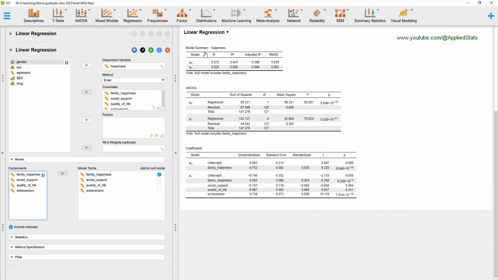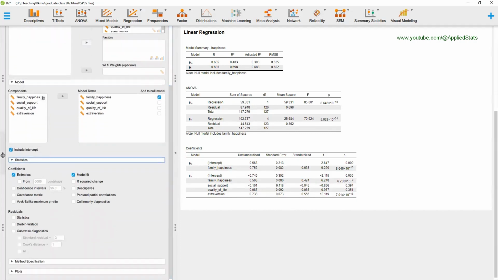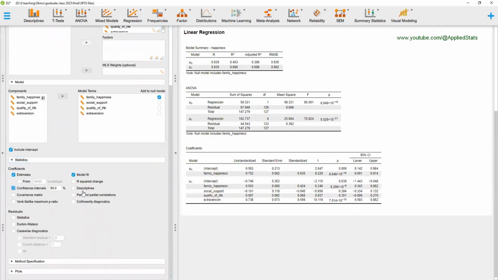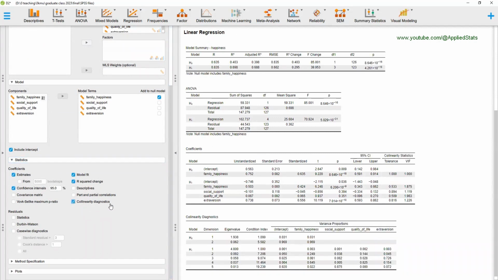Now you are running a hierarchical regression. Your first block includes family happiness. Your second block includes the other 3 variables. And here you can click on statistics to get confidence intervals, R-squared change, and collinearity diagnostics.